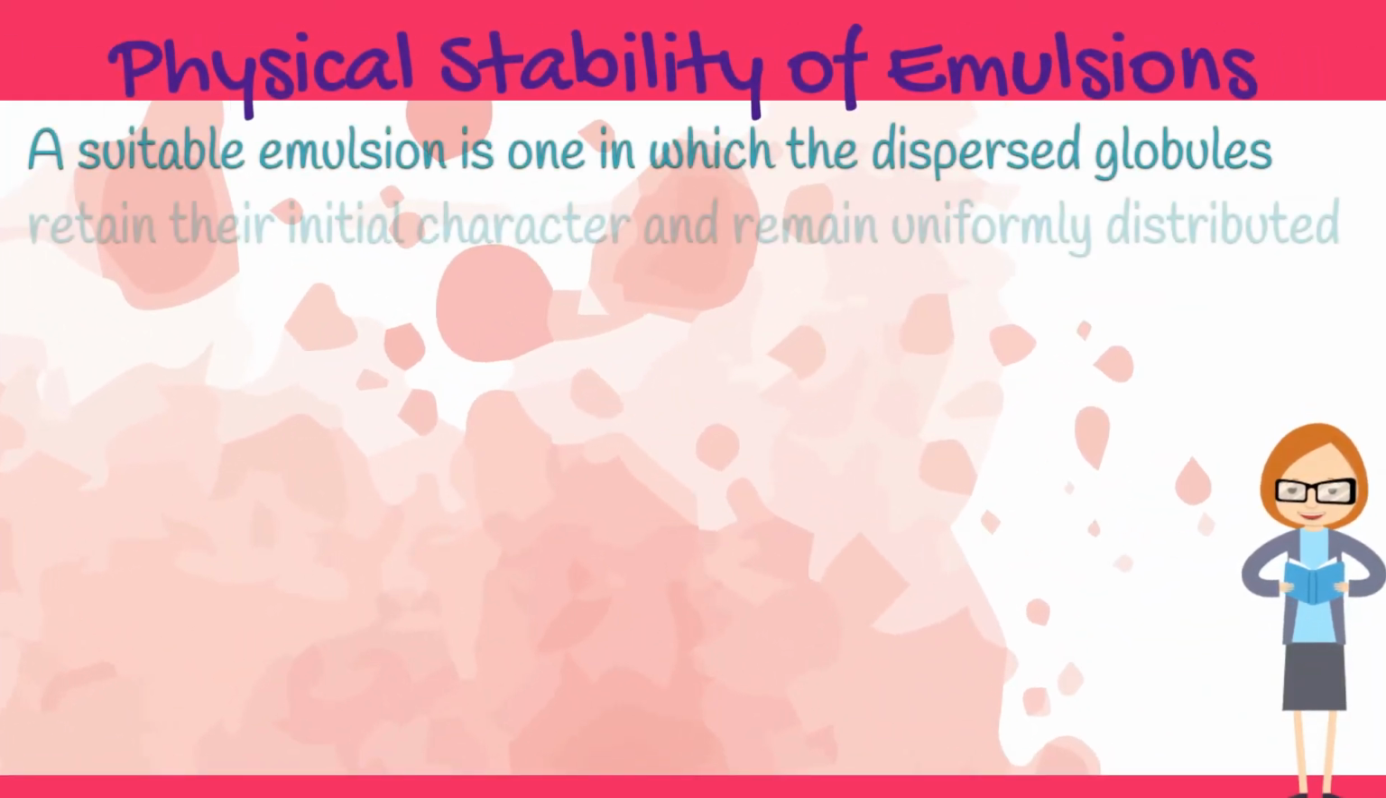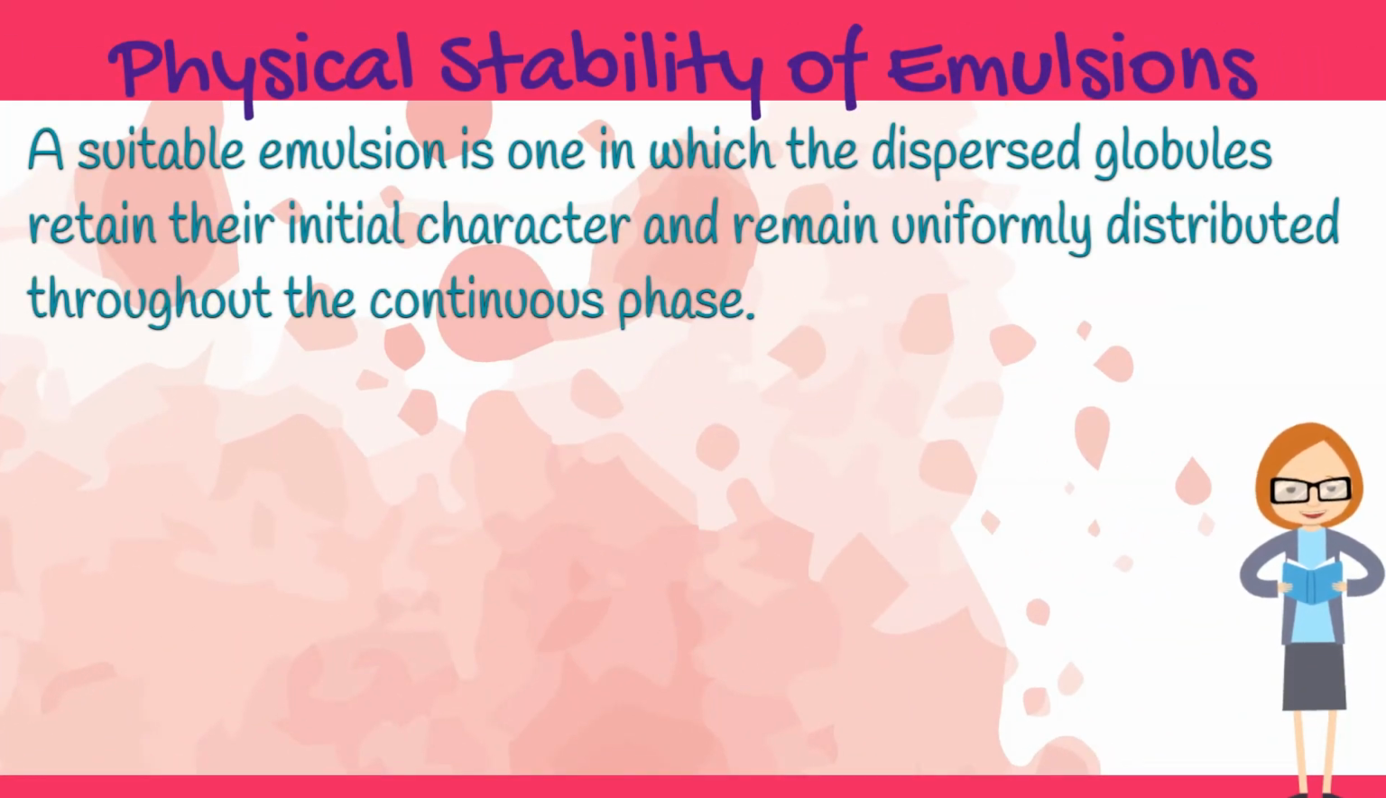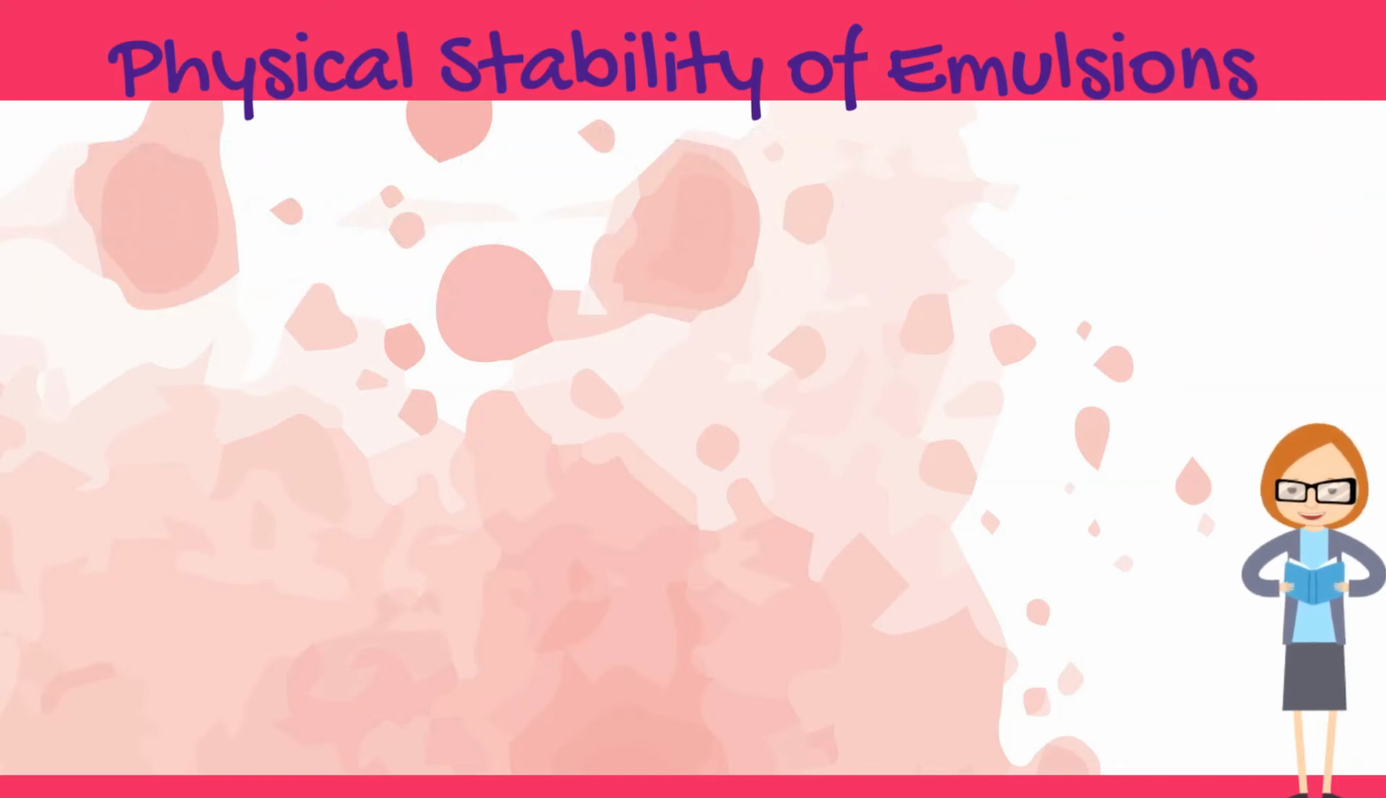A suitable emulsion is one in which the dispersed globules retain their initial character and remain uniformly distributed throughout the continuous phase. Several mechanisms cause emulsion breakdown. Let's learn them in succession, along with their prevention.